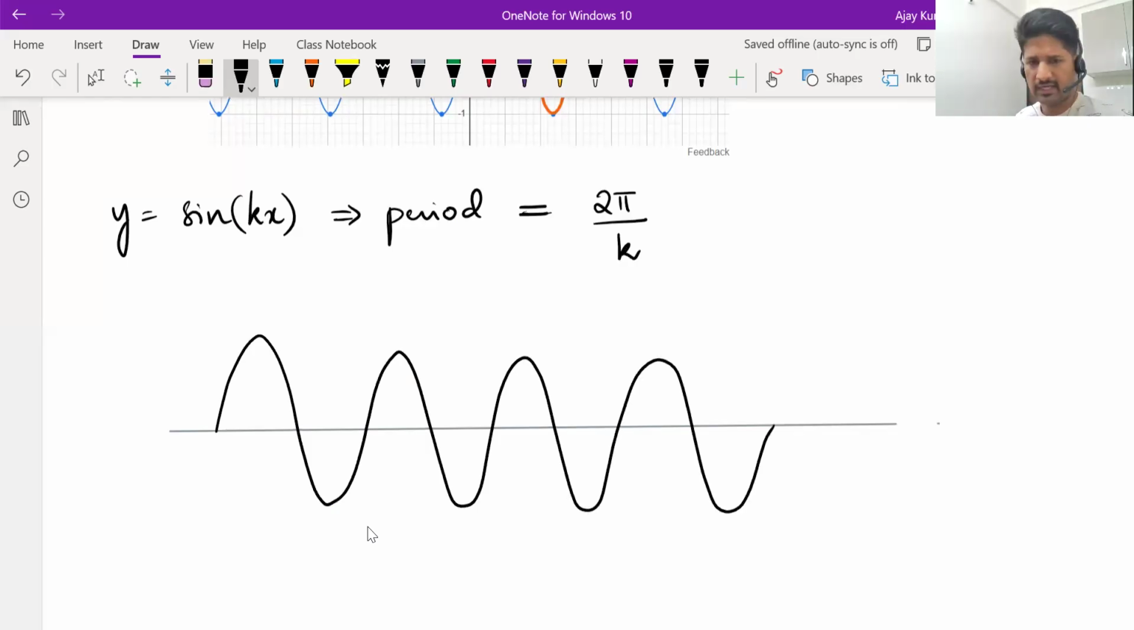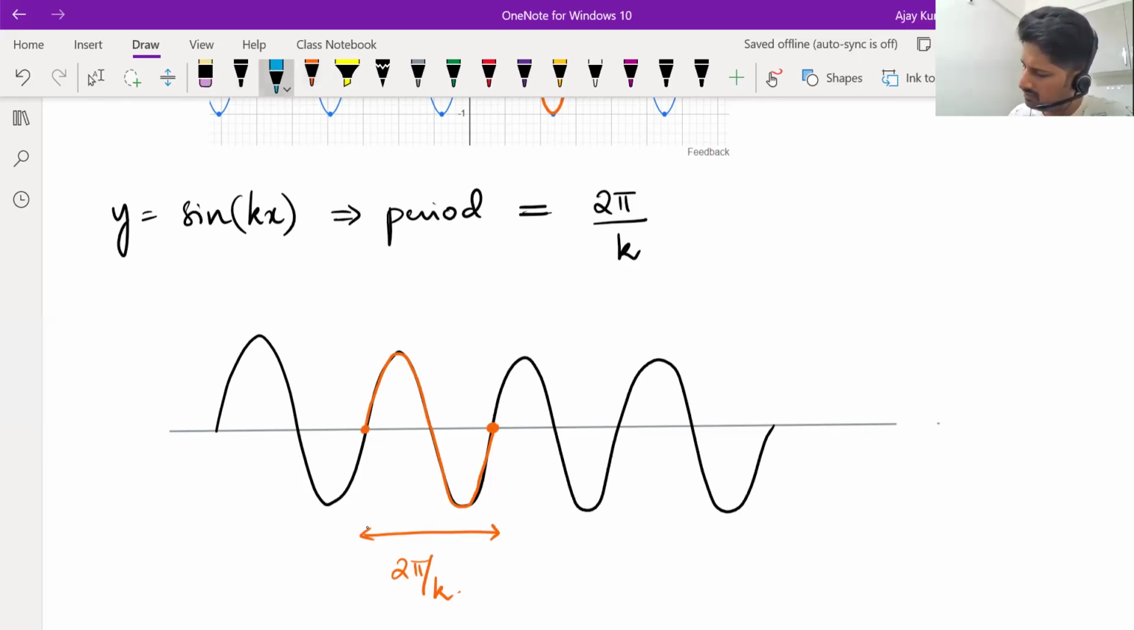Suppose this graph's period is 2 pi by k. I'll consider one repeating unit of this, one pulse of this, maybe from here to here. Now you imagine this as a wave, as a sinusoidal wave which is propagating in the forward direction. Now this 2 pi by k is the length of this pulse.